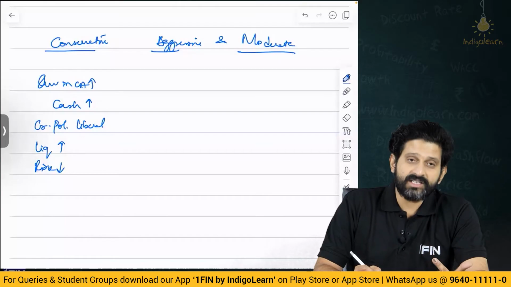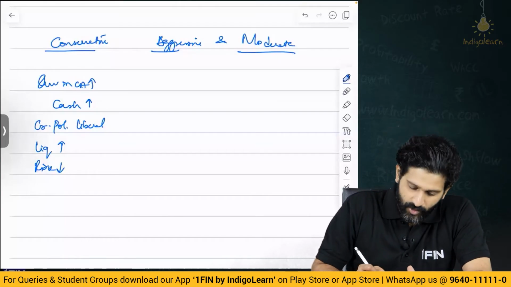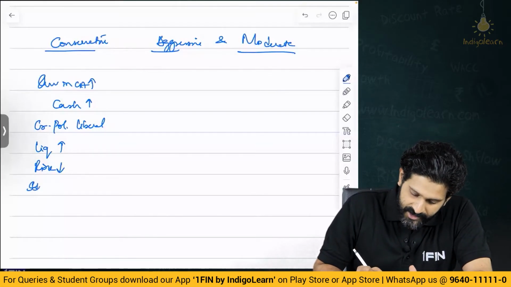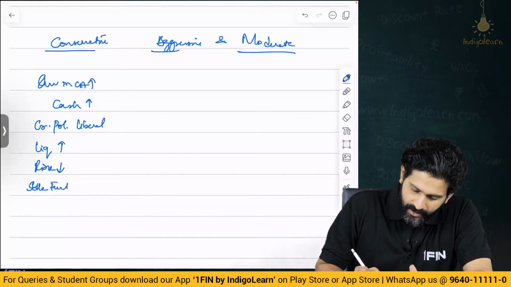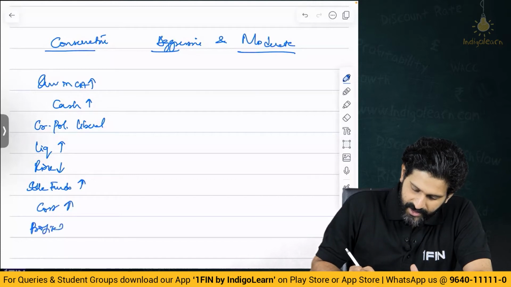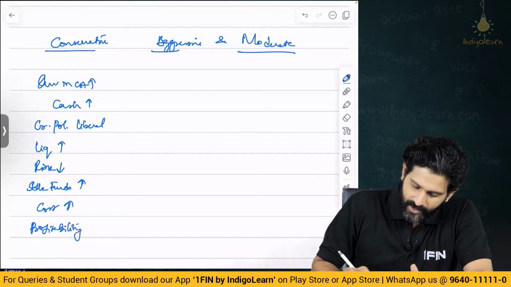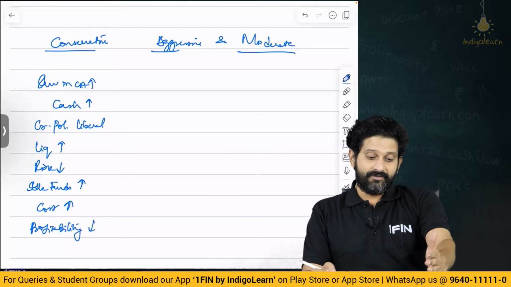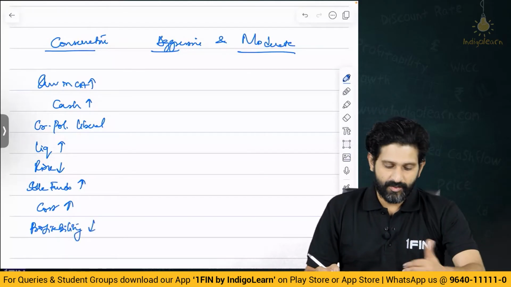Now, more investment is made in current assets. Therefore, more idle funds. Idle funds are more, cost is more, profitability is less. So these are the features of a conservative policy.